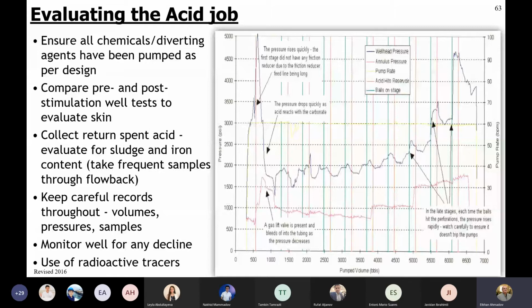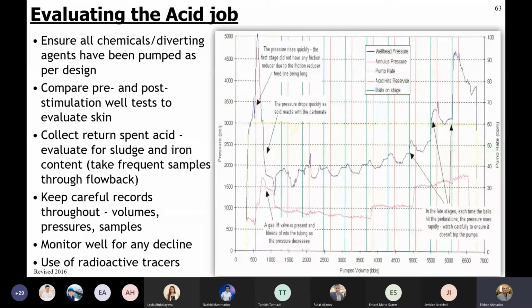into the reservoir. So all this is to ensure that all chemicals and diverting agent are pumped as per design. So we regulate the rate of the injection, the volumes of the injection. We have to compare pre and post stimulation test to evaluate skin, how the skin changed, did we get the results that we expected.